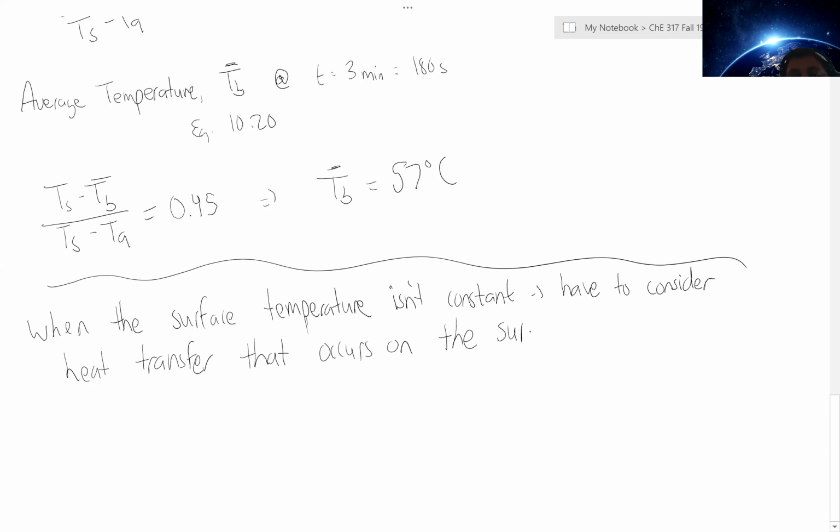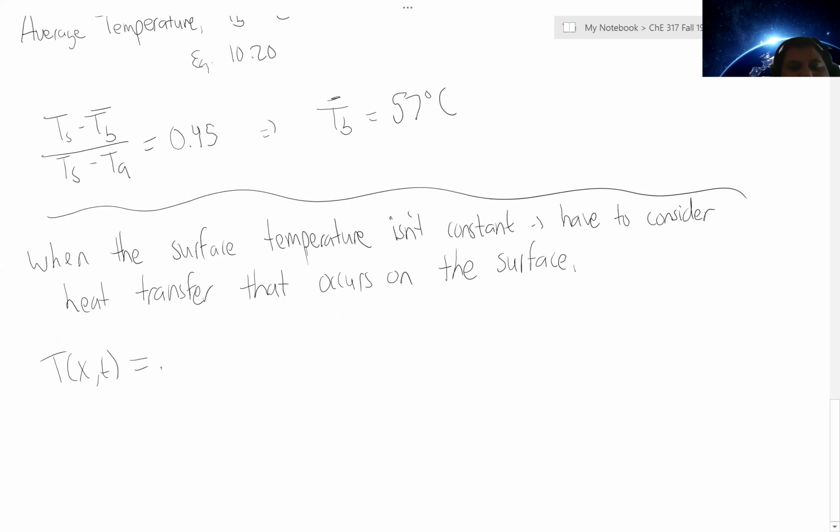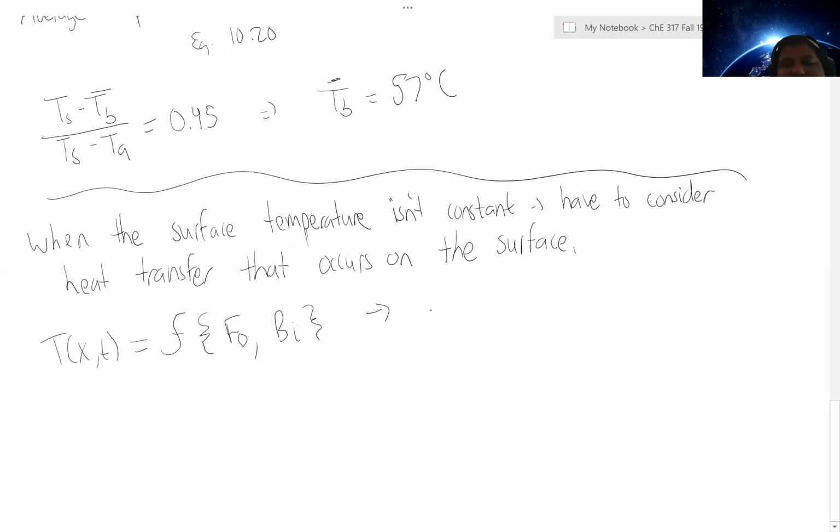Once again, we have to consider the heat transfer that occurs from the surface to the surroundings as compared to the surface with itself. And so what number did we have to look at that comparison? The Biot number. And so what we find is the temperature profile, T of x and t, now becomes a function of both the Fourier number and the Biot number. The way we do this is through what's known as the Heisler charts.